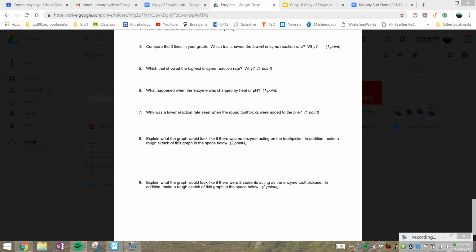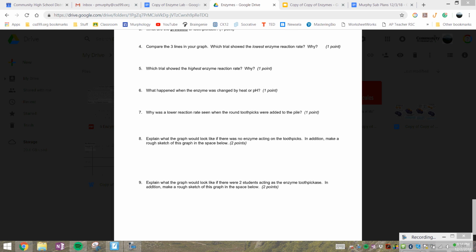The last thing we should look at here, though, is thinking about how enzymes affect the making of products. These last two questions really get you to think about what would happen in different scenarios. So let's just focus on this first one. Explain what the graph would look like if there was no enzyme acting on the toothpicks. You might guess the graph would look really silly, right? You'd have a pile of toothpicks in front of you, and you'd just be staring at them. No one would be reacting with them. So what would happen? No reaction, okay?